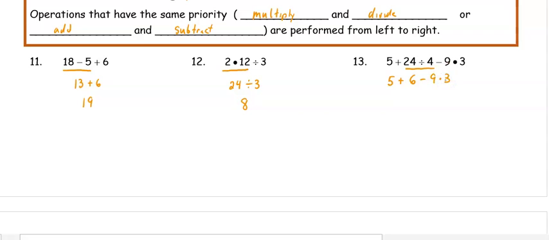Now if I look at the problem, the next thing I see is multiplication, so I'm going to multiply this. So I have 5 plus 6 minus 27. Now all I'm left with is adding and subtracting, so again, I go left to right. I have an addition first. So we have 11 minus 27, which would get us negative 16.